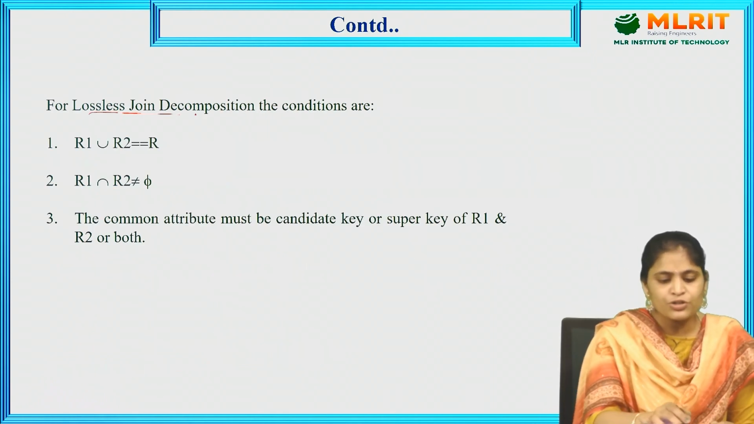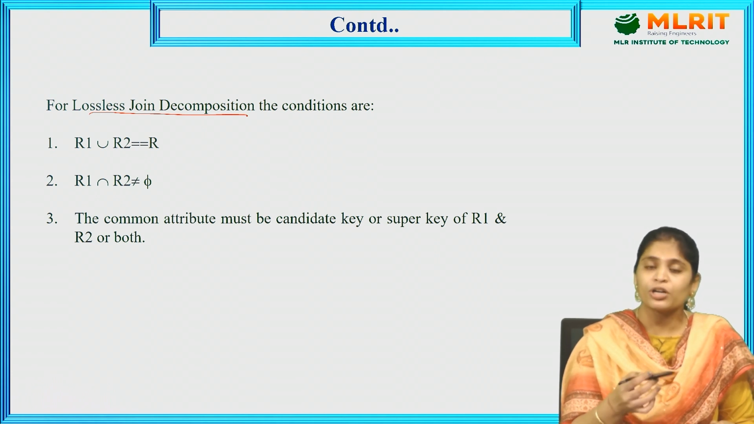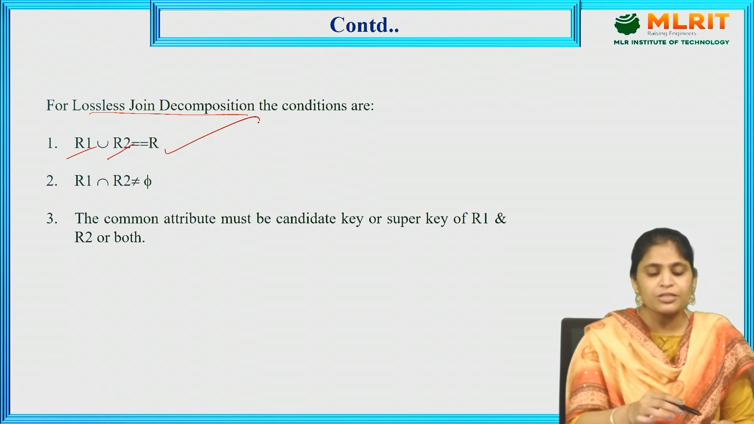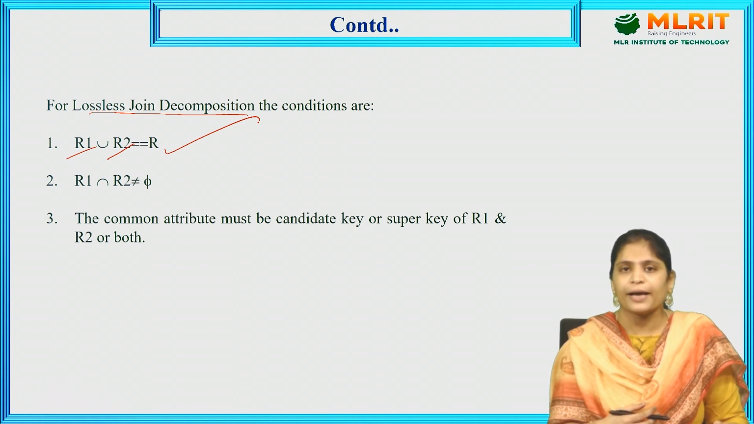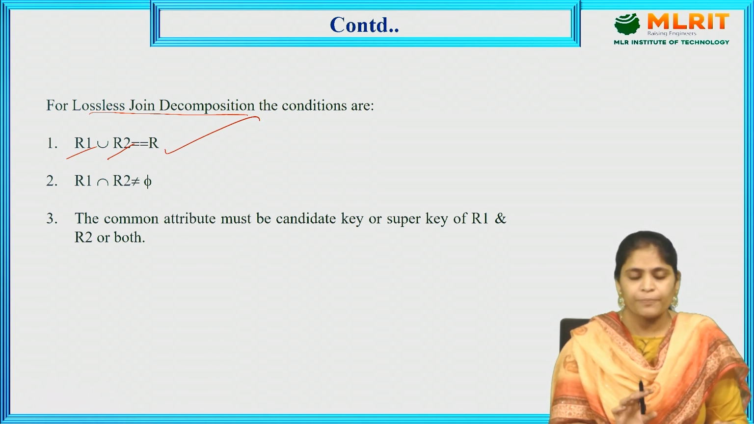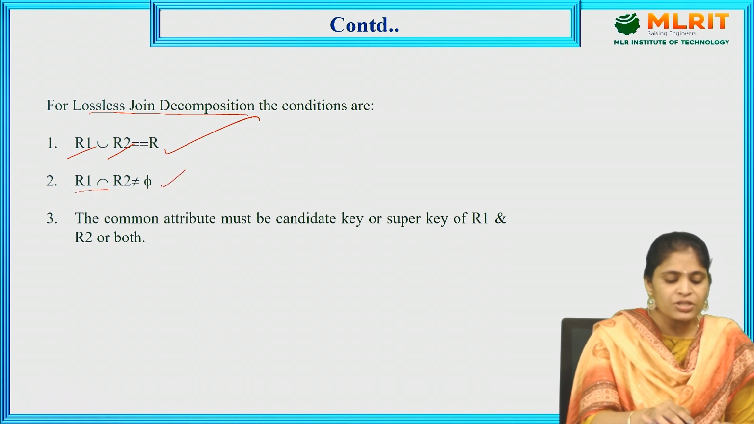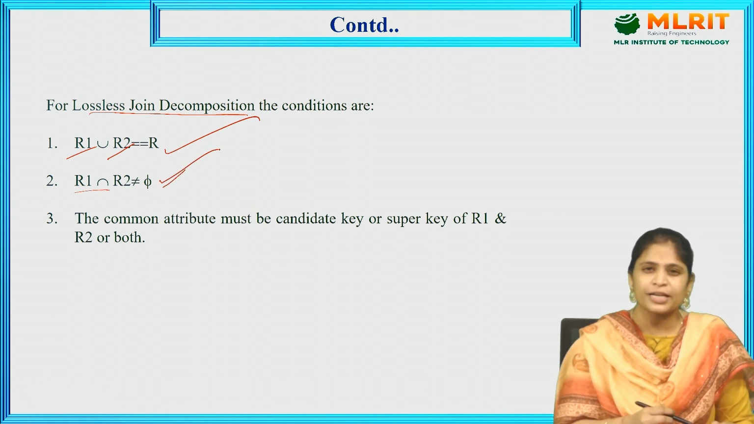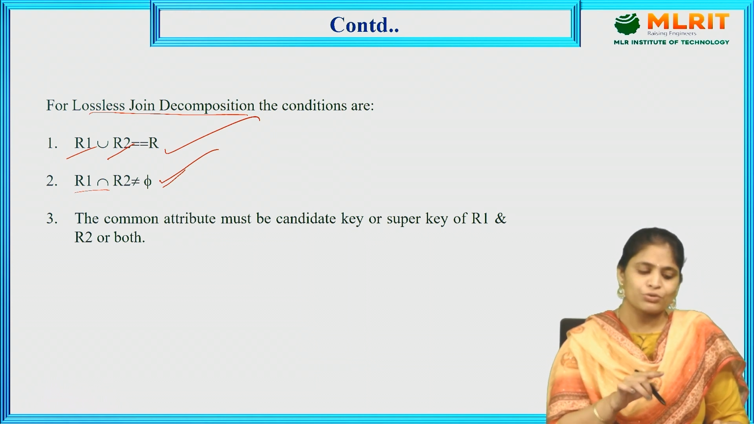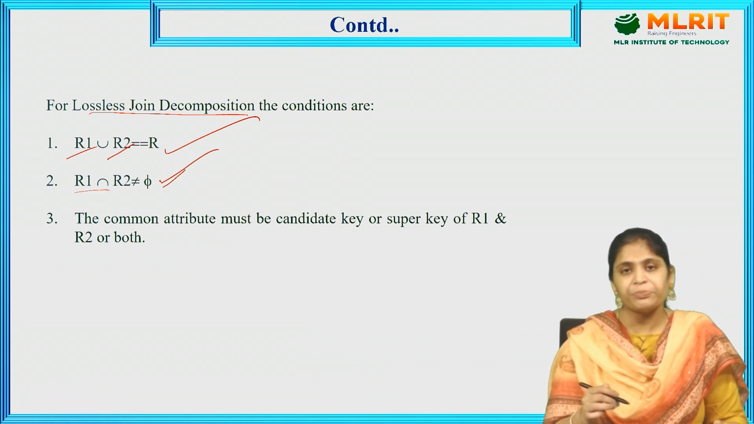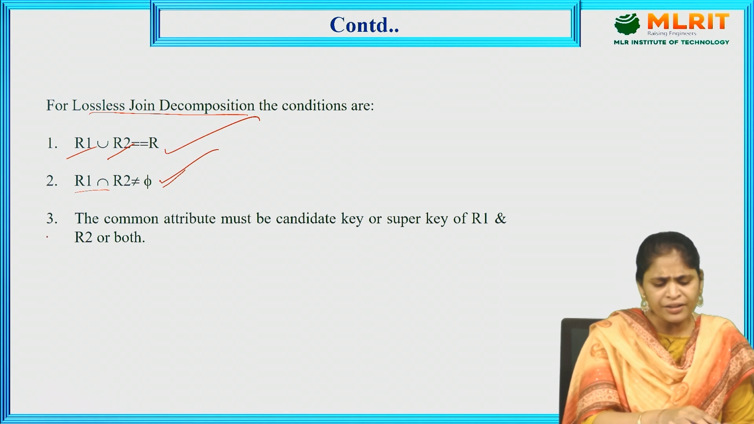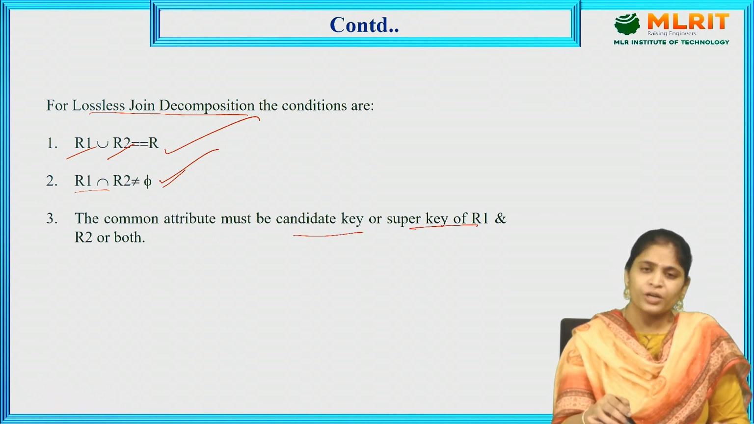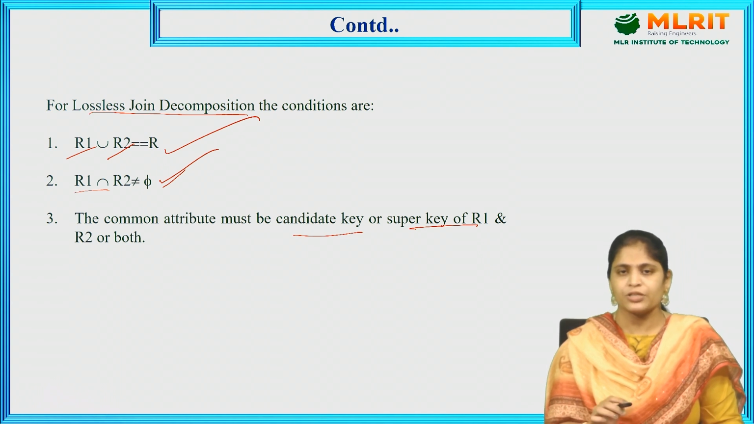And for lossless join decomposition, what are the conditions? If we unite the 2 subtables, we must get the original table R back. Second, R1 intersection R2 must not be equal to phi; if we intersect these two, we must not get empty. The third point is that the common attribute must be a candidate key or super key of R1 or R2 or both.